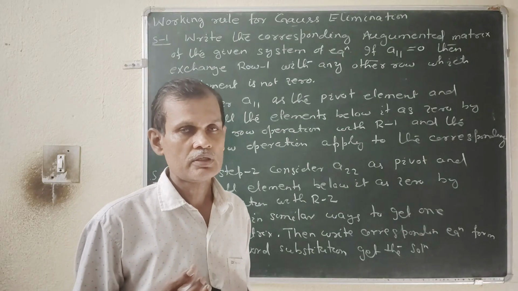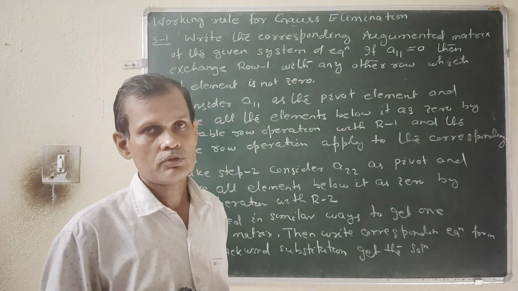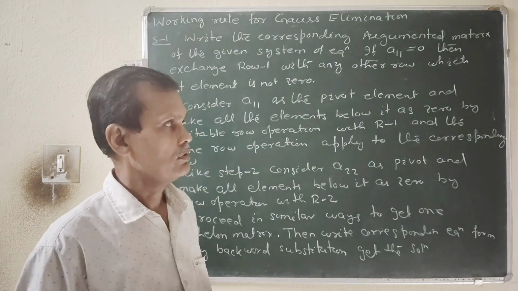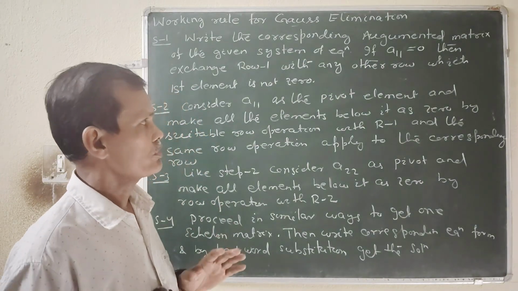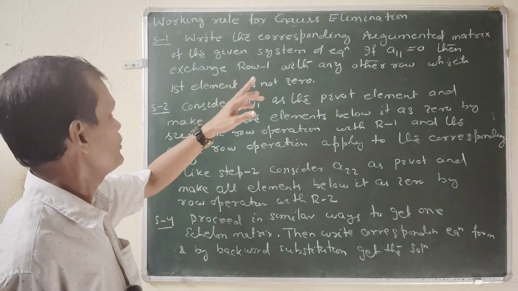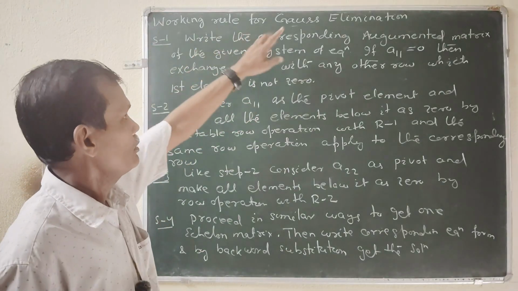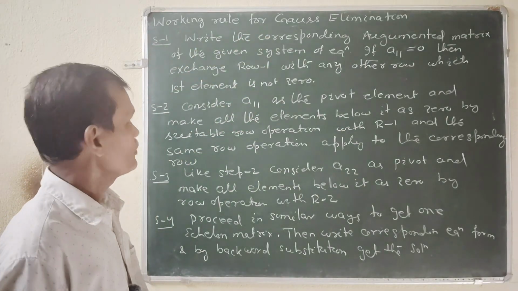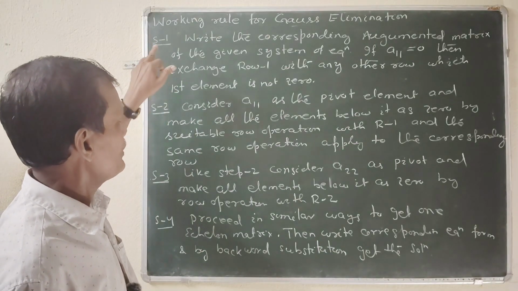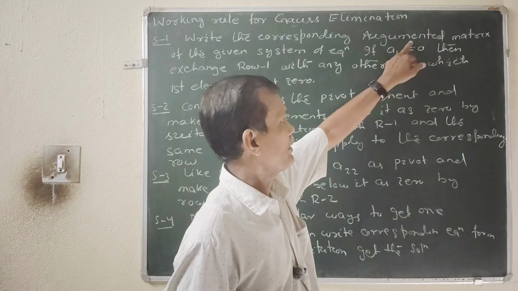But before going to discuss how we solve equations by Gauss elimination, let us know the rules of how we do the problem in Gauss elimination. So, working rule for Gauss elimination. You see rule 1. Rule 1 says what we will do. First, you write the corresponding augmented matrix.